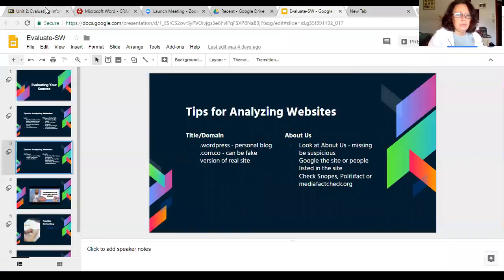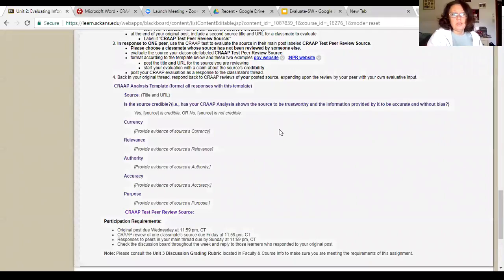Now back to what you do. Like I said, you will use this template in your original post to look at one of those websites and do a CRAP test analysis on it. Then you will also, in that same post, include your second source so that someone replying will do a CRAP test analysis on that source. So when you're replying to a peer, you're looking for their other source that they should have in their post, and you will do an analysis on it.